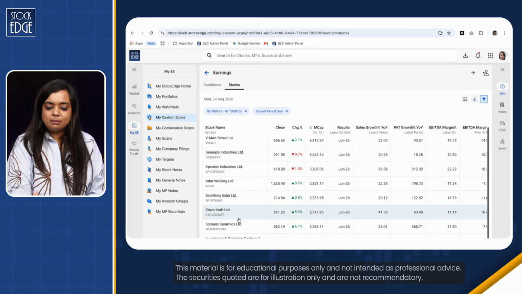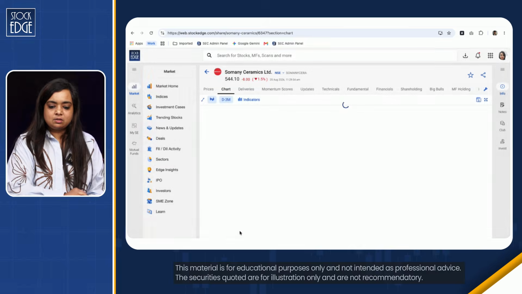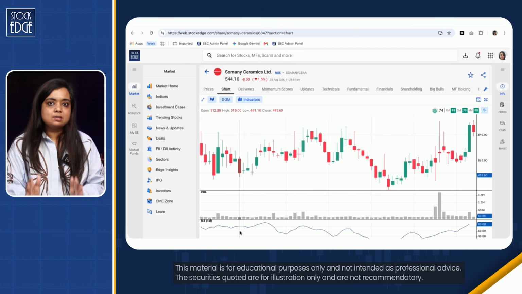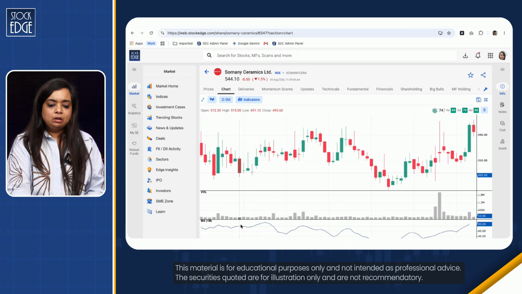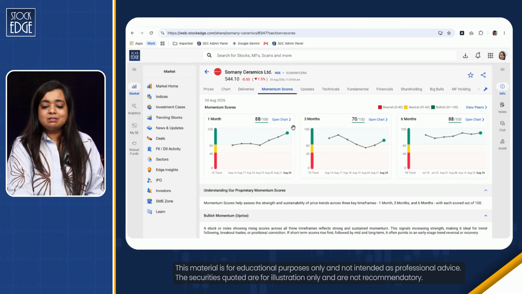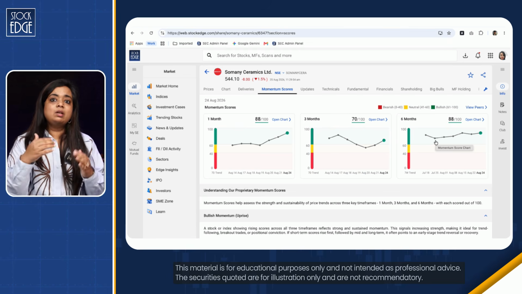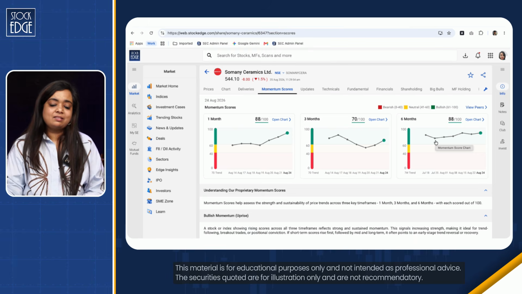Now let's randomly pick up any stock, say Somani Ceramics, right? So I click on that stock. Again, just as a disclaimer, whatever stock we are discussing in this video is purely for illustration purposes. It is not a recommendation. So for this particular stock, if we look at the momentum score now, I see the 1 month, 3 month and 6 month momentum score in all three time periods is green and is rising.